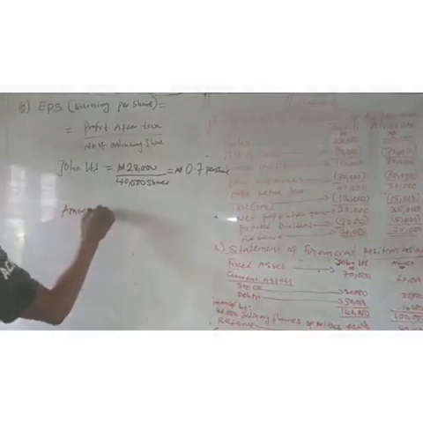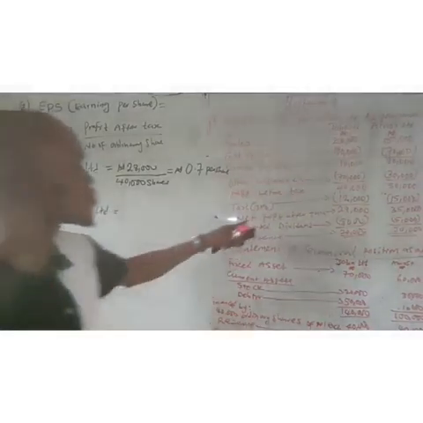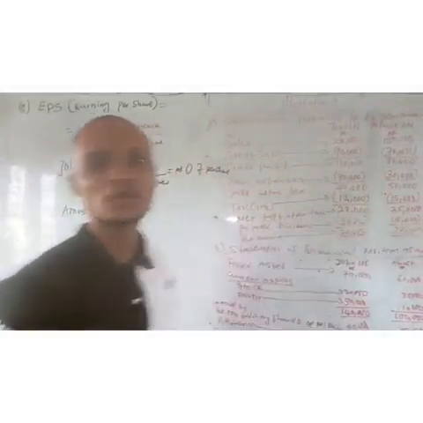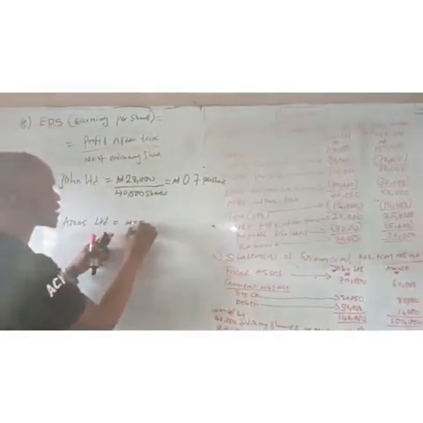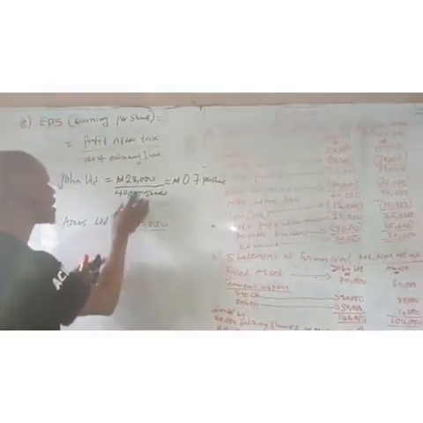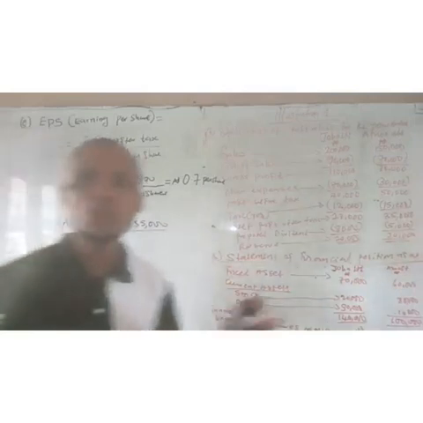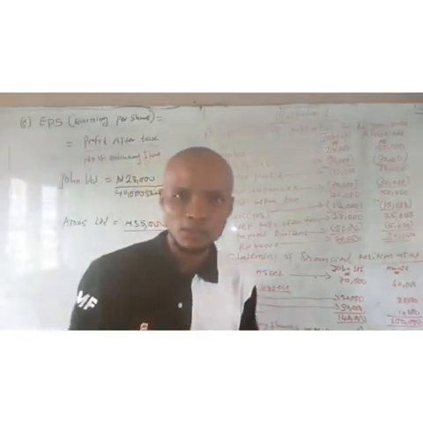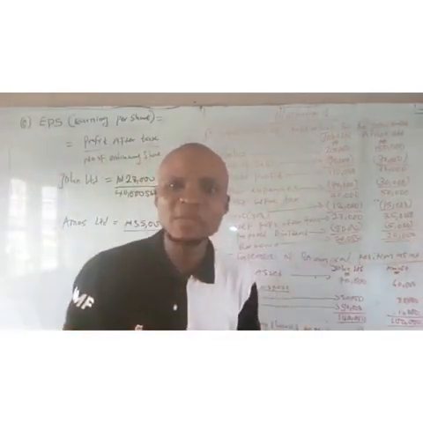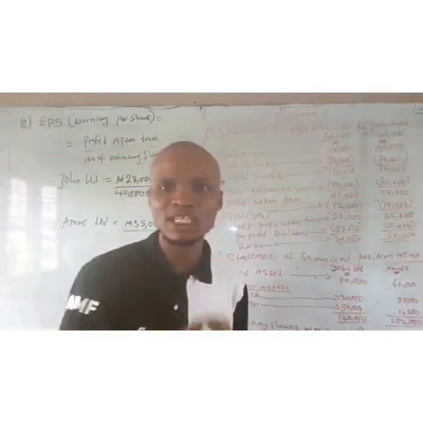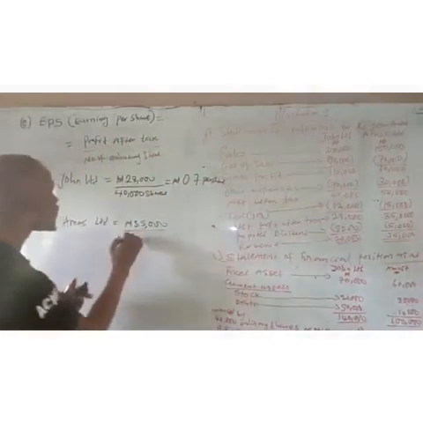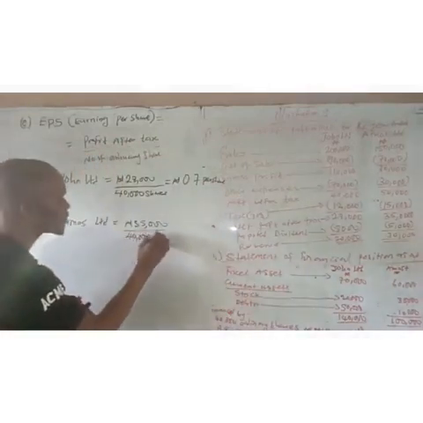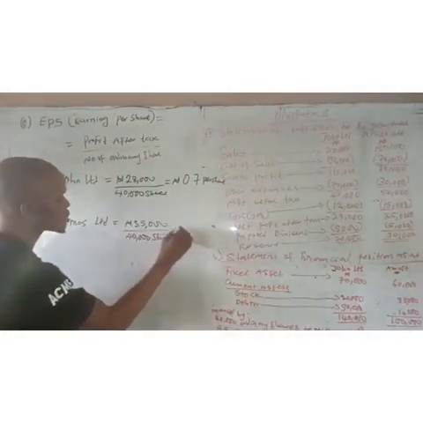Let's do for Mr. Amos. For Amos, the net profit is 35,000 naira. Then you bring down your 35,000 naira divided by the number of ordinary shares. Remember, both companies have the same number of ordinary shares, 40,000 naira at 1 naira each. Then you bring down your 40,000 shares.